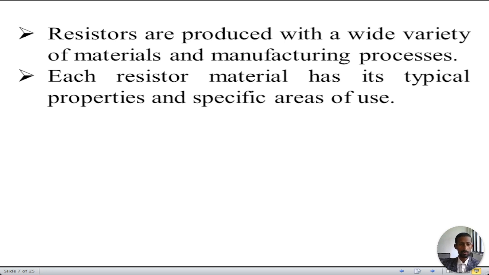Resistors are produced with a wide variety of materials and manufacturing processes. During the manufacturing process of resistors, the manufacturers will use different types of materials and different manufacturing processes. Each resistor material has its typical properties and specific areas of use.